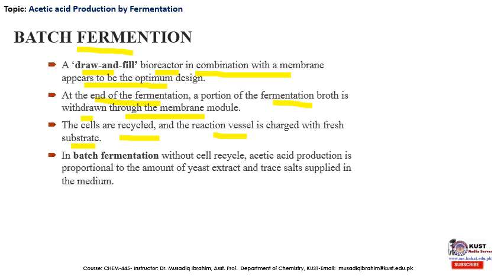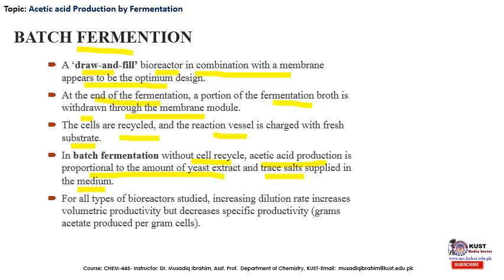In batch fermentation, without cell recycle, acetic acid production is proportional to the amount of yeast extract and trace salts supplied in the medium. Now, for all types of bioreactors studied, increasing dilution rate increases the volumetric productivity but decreases the specific productivity, that is the grams of acetate produced per gram of the cells.